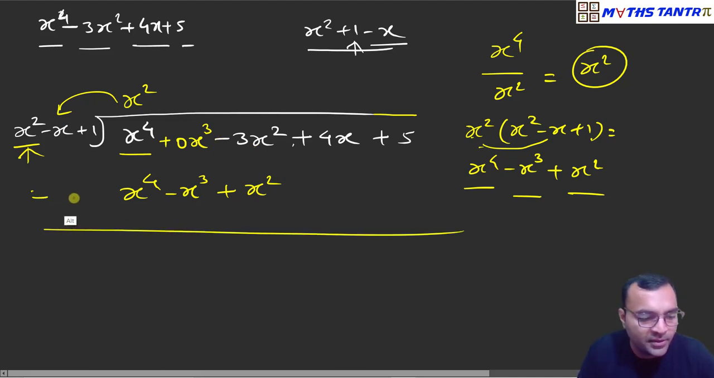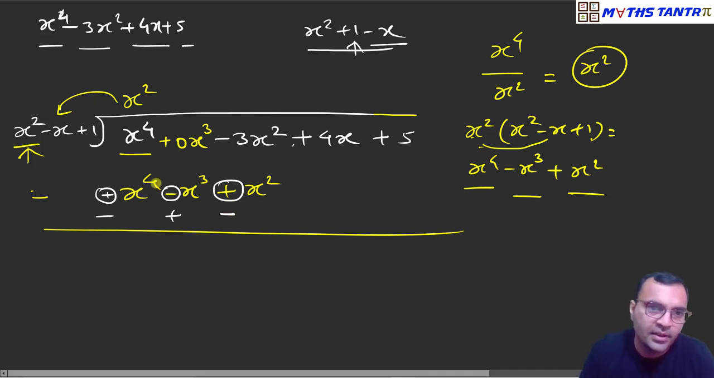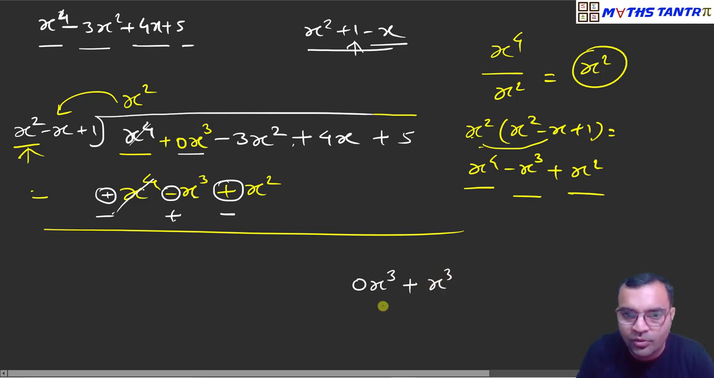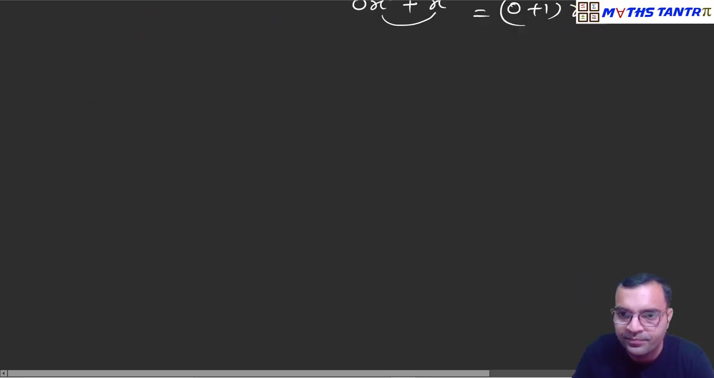Now do the subtraction. To do the subtraction, change the sign. Minus will be converted into plus. Plus will be changed to minus. Now check. This x to the 4 minus x to the 4 cancels. 0x cube plus x cube. Observe, x cube, 0x cube plus x cube. What will you get? x cube, right? If you are getting confused, take x cube common. What we will get? Like this, right? Right or wrong?